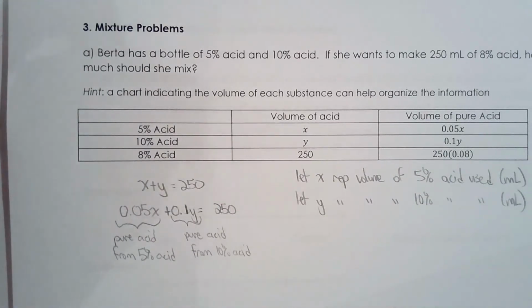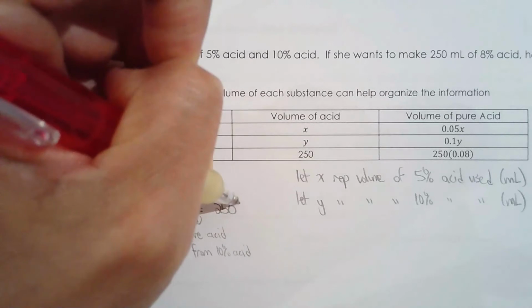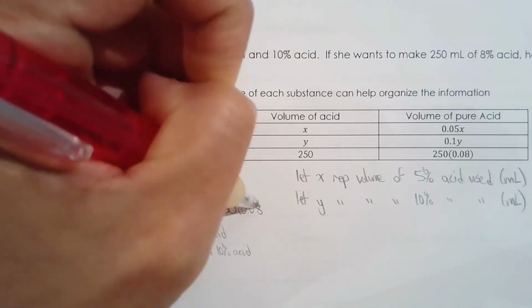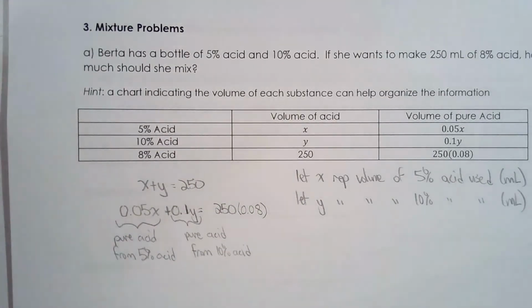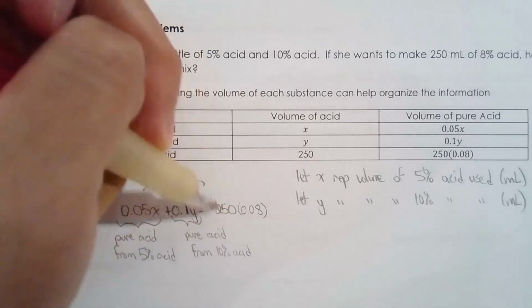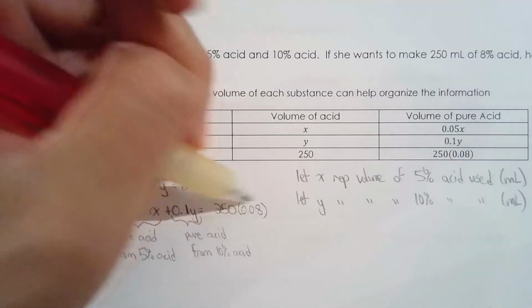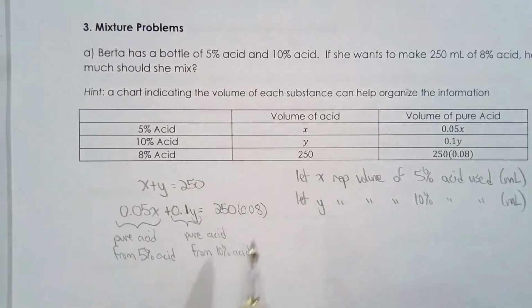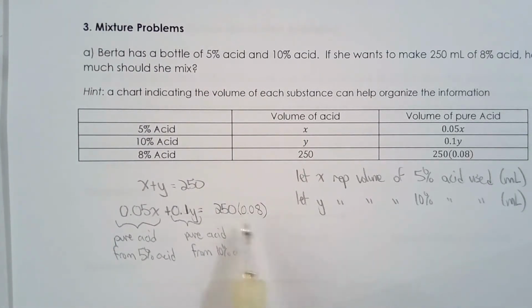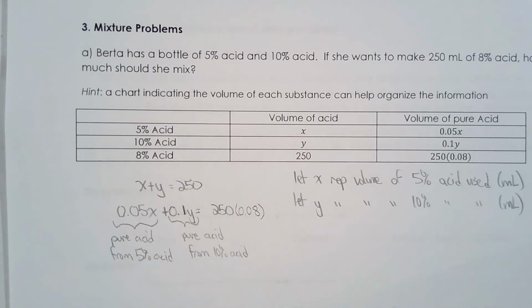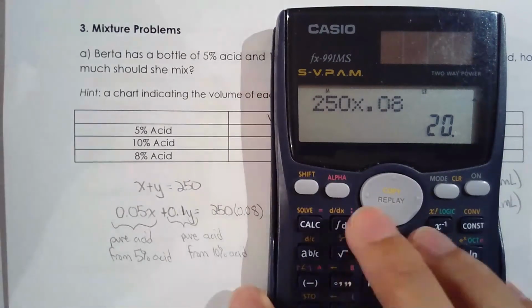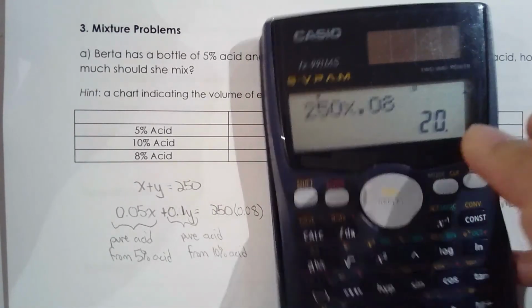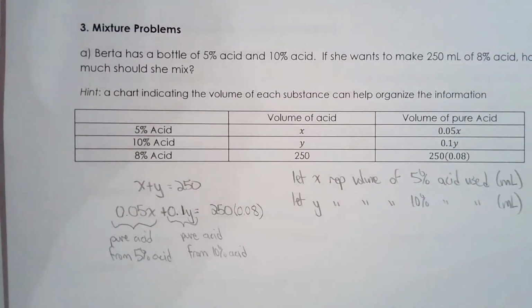Because your mixture is only 8% acid. Of this 250 mL, you should multiply by 0.08. 8% of the 250 mL is pure acid. Please don't make this most common mistake, taking the 250 and not multiplying by 0.08. Huge difference. Because the mixture is 8% acid, you have to take 250 and multiply by 0.08. Let's find out what that is. There's 20 mL of pure acid. It's coming from the 5% stuff and the 10% stuff.